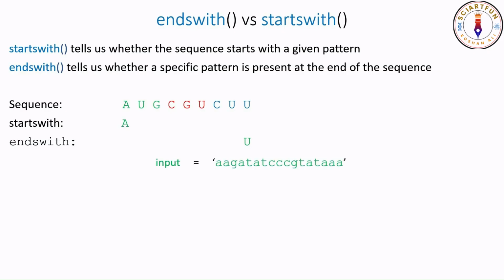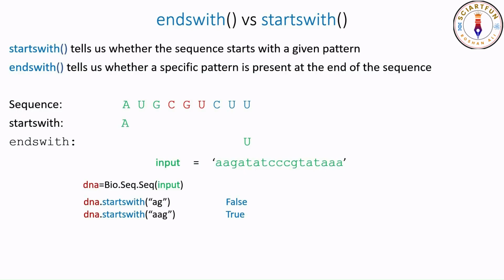Now, let's suppose this is our input sequence. We want to see if the sequence starts with the pattern A, G. The result is false. It means it doesn't start with the A, G pattern. If you try another pattern, A, G, the result is true, because it starts with this pattern.